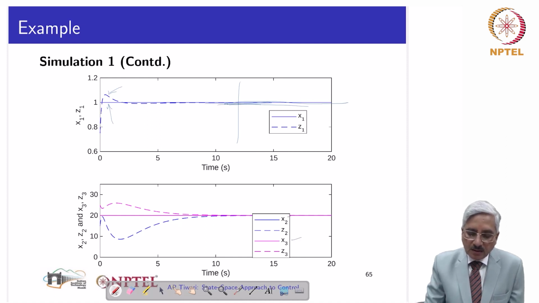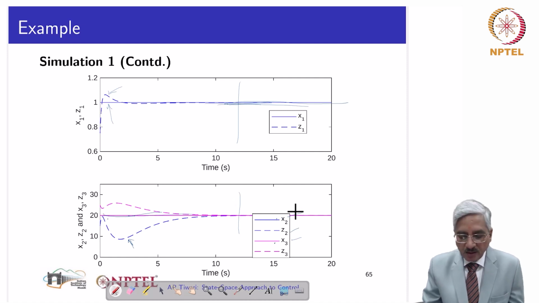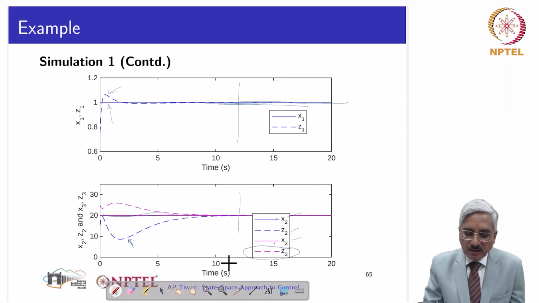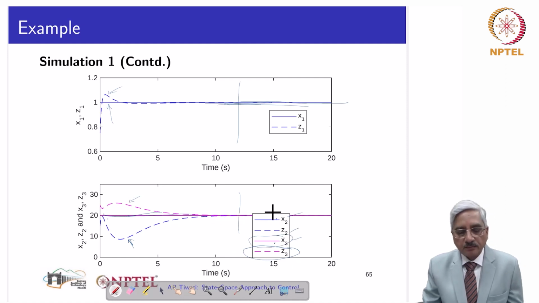x2 and x3 were at equilibrium and they remain at equilibrium. The two graphs are overlapping each other. Magenta and blue graphs are overlapping each other here. However, the estimate of x2, which is z2, shown by the blue dashed line, undergoes an initial transient and stabilizes, catches up with x2 in an asymptotic manner. And z3, which is the estimate of x3, also undergoes initial variations but catches up.